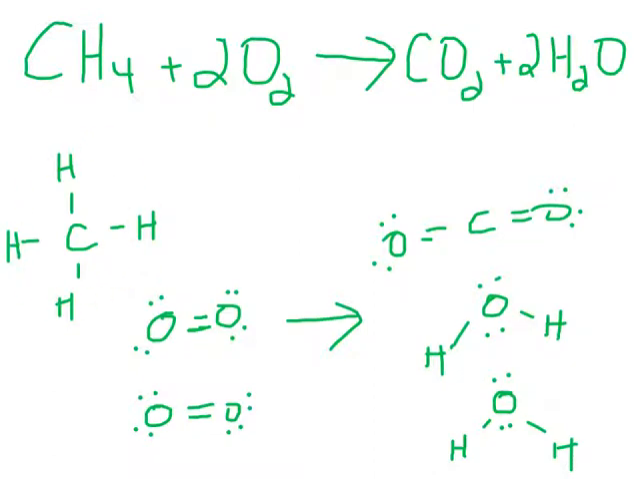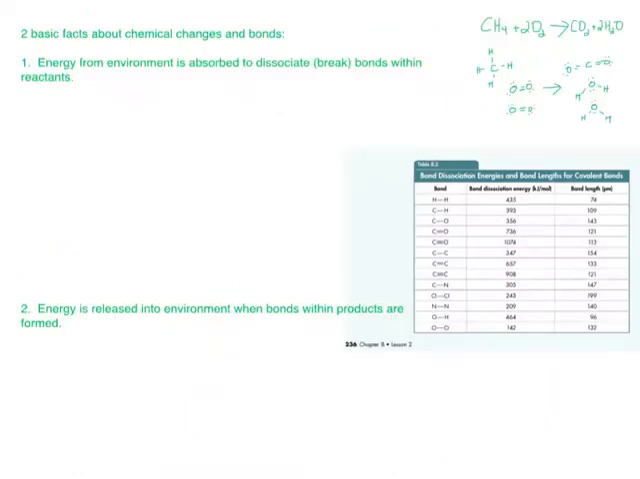Here's methane. We have 4 bonds between carbon and hydrogens. Here we have 2 molecules of diatomic oxygen. Note there must be a double bond between the 2 oxygen atoms in each molecule. Our carbon dioxide consists of 2 double bonds from the carbon to each of the oxygens. And notice we have single bonds between the oxygens and hydrogens in water.